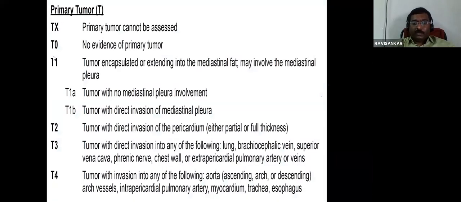The TNM staging is based on the size and also the extension. When there is no mediastinal pleura involvement, it is called T1A. Mediastinal pleura involvement is still considered T1. Remember that. When the pericardium is involved, it is T2. T3 and T4 are direct invasion of adjacent organs, which you might not have to remember.